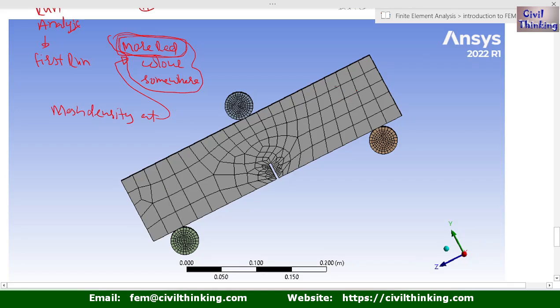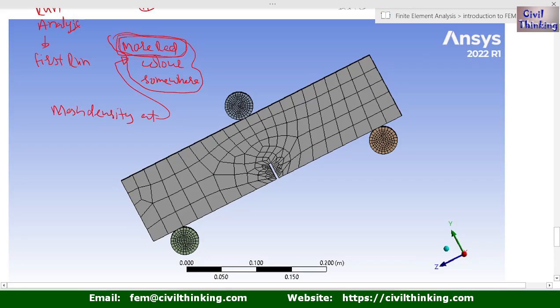I cannot just leave it empty. I cannot leave this without any meshing, because then ANSYS will treat it as a continuous body, and there will be an infinite number of points and there will be error. So you cannot simply leave some areas without meshing. Don't do that, because then ANSYS or FEM software will treat it like a continuous body, and in continuous bodies we have an infinite number of points, and that's it.